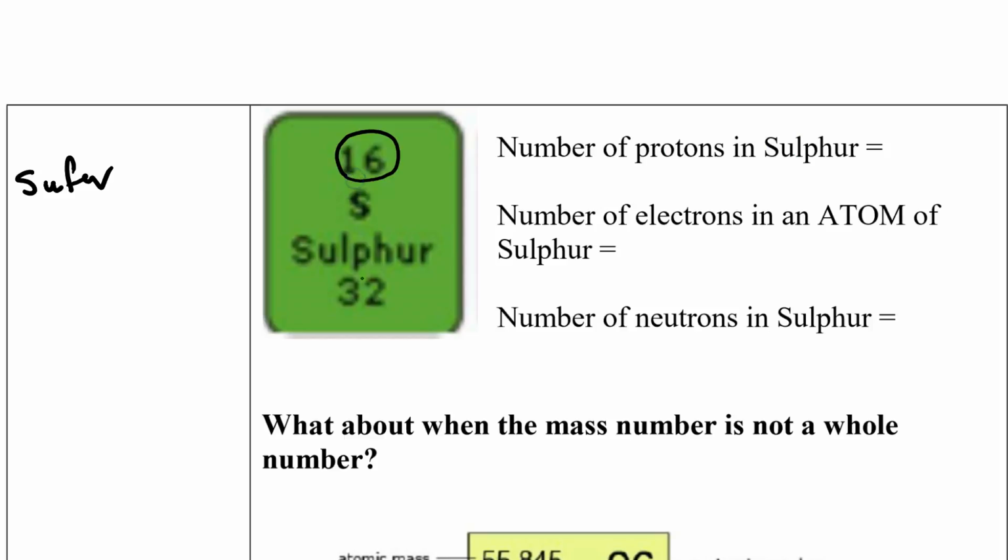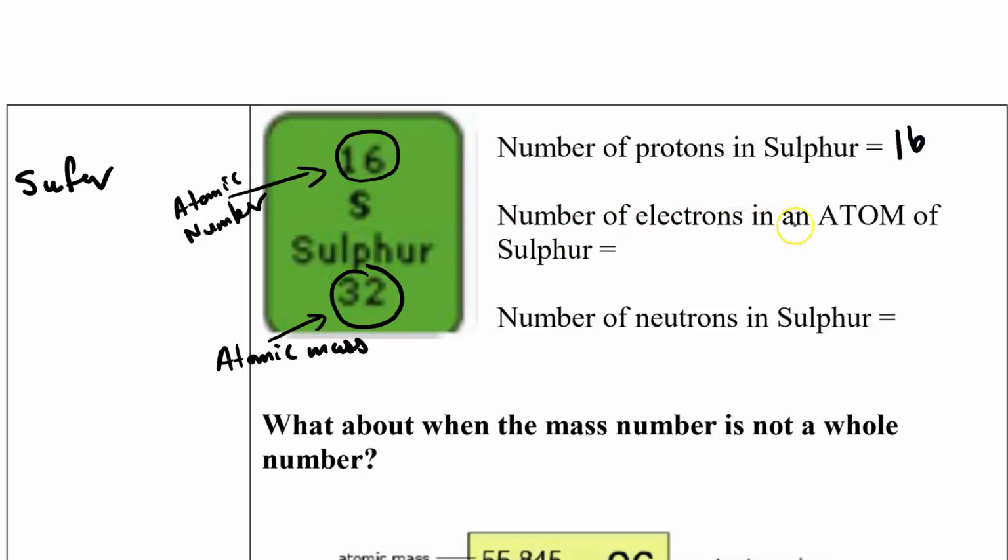We have this number and this number. Now the bigger number is always going to be our atomic mass, and the smaller number is going to be our atomic number. So the number of protons in sulfur is the same thing as our atomic number, which is 16.